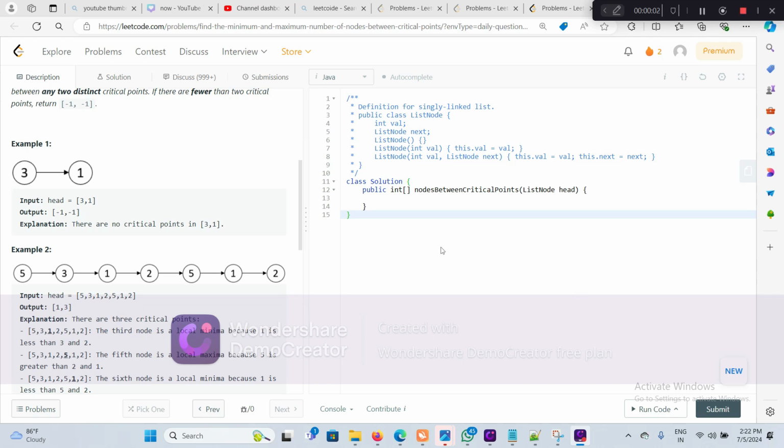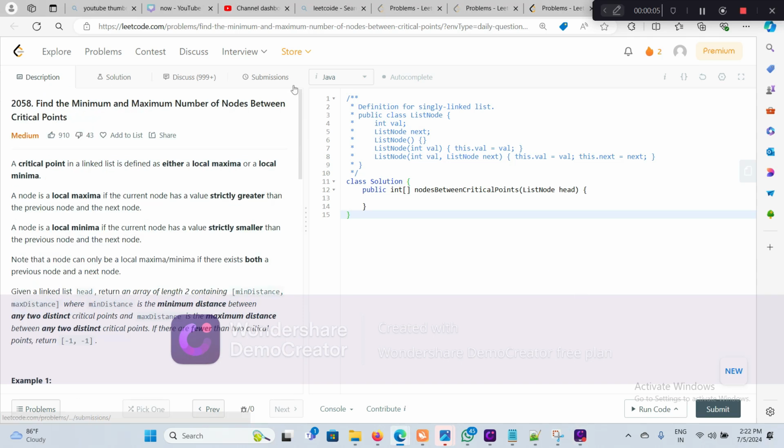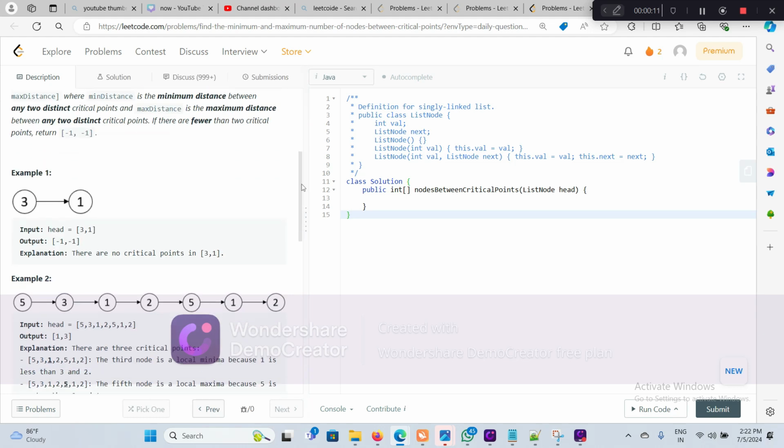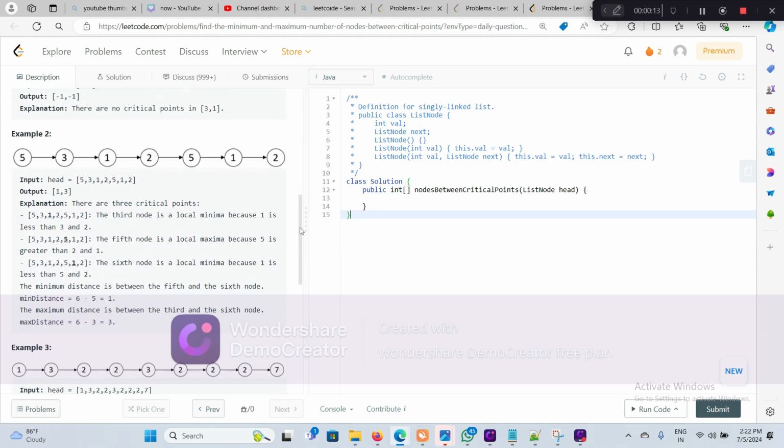Hello everyone, so today I'm going to solve this problem called find the minimum and maximum number of nodes between the critical points. Critical points in a linked list, according to this question, are any node whose value is greater than the left side and right side, or is smaller than the left side and right side.